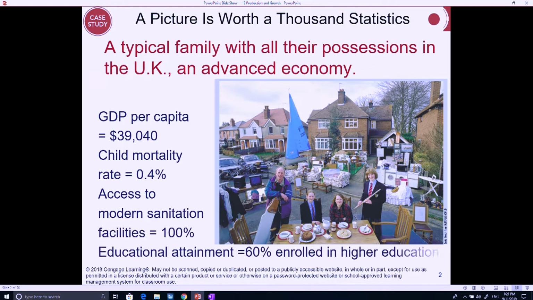GDP per capita in the UK is around $40,000. These numbers are a few years old. Child mortality rate, 0.04%. That means 0.04% of babies die before the age of 5 years old. Access to modern sanitation facilities, 100%. Everybody's got a bathroom or a modern hospital, etc., or at least access to one. Educational attainment, 60% are enrolled in higher education.